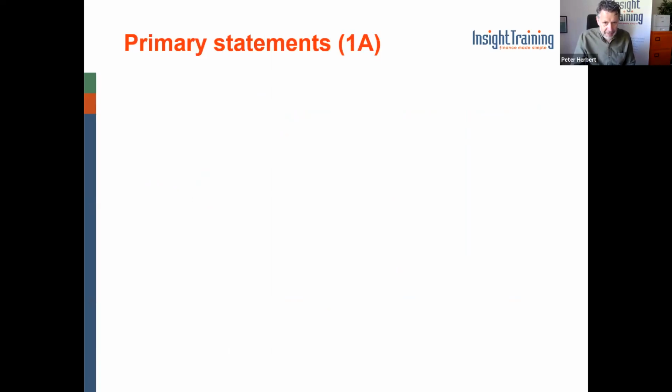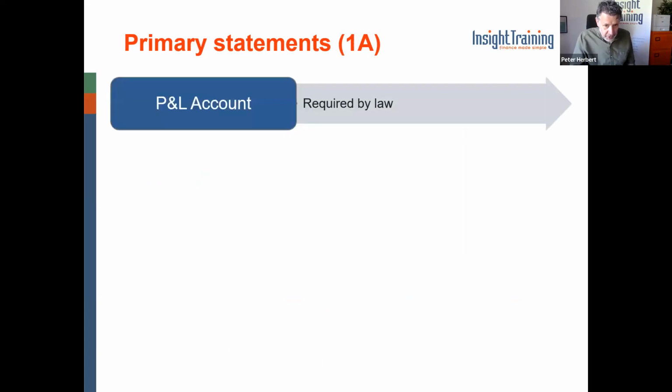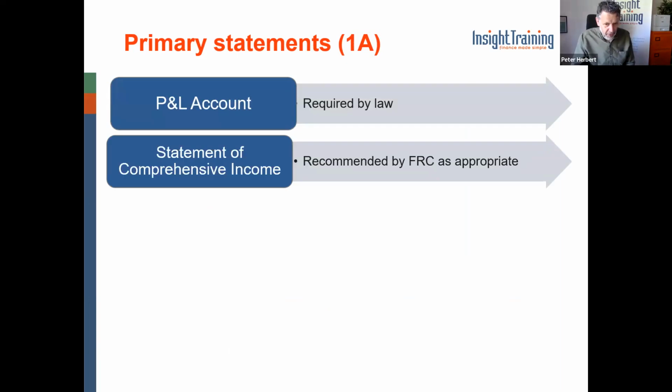So primary statements, the requirements here very much the same as they would be for a similar sized small company. So what's required for a small company is you have got to have a profit and loss account. That's going to be required by law. In relation to statement of comprehensive income, obviously that's only ever going to be a requirement for any entity over and above the profit and loss account where there are other comprehensive income or OCI items.